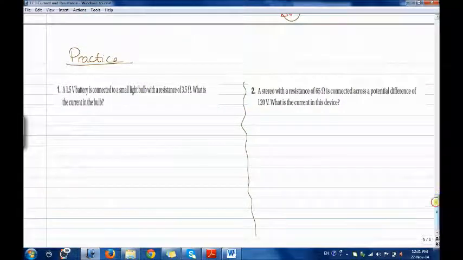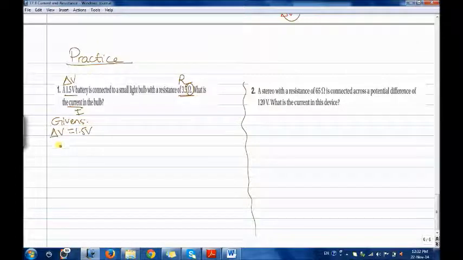Now, finally, we have the practice. The first question is, a 1.5 volt battery is connected to a small light bulb with a resistance of 3.5 ohm. Remember, this is ohm, so they mean the R. And here, this is the ΔV. What is the current in the bulb? They want us to find the current, which is the I. So let's take out the givens. We have ΔV, which is 1.5 volts, and the resistance R, which is 3.5 ohm. They want us to find I, the current.